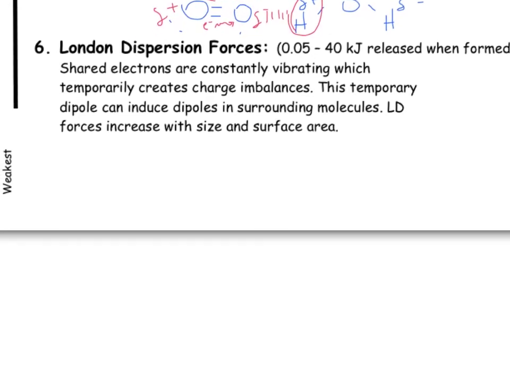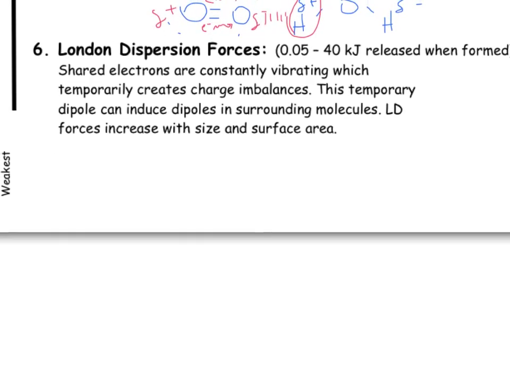And finally, we have London dispersion forces. You get between 0.05 and 40 kilojoules of energy released when an LD force gets created. What happens is shared electrons, remember they're waves, so they constantly vibrate inside their bonds. This creates very small temporary charge imbalance. This temporary dipole then can induce dipoles in surrounding nonpolar compounds. So London dispersion forces increase with size and with surface area.